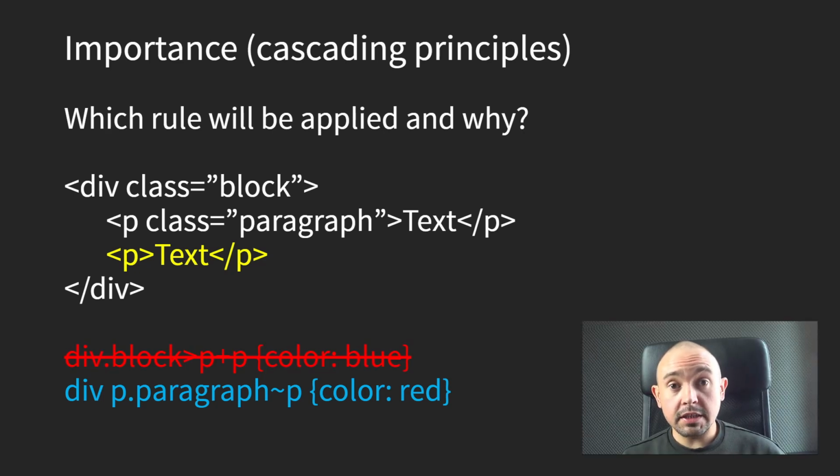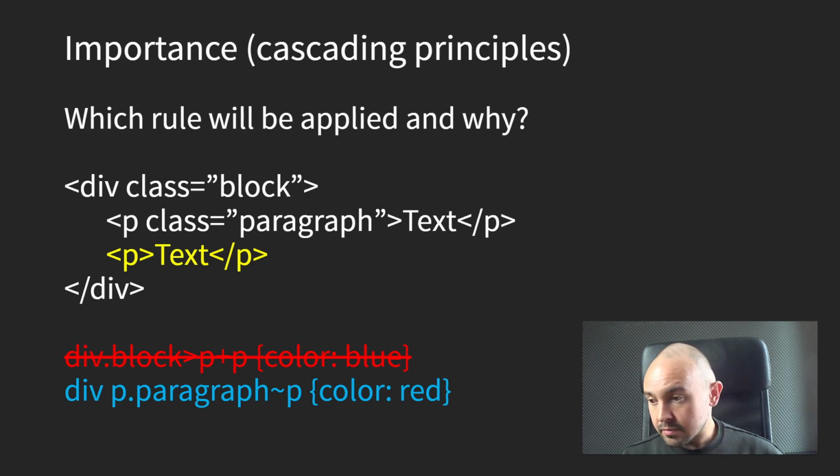The answer is the second rule. Let's see why. First of all, let's see if those 2 rules are precise, if they actually refer to our p tag. The first one says take a p tag, which is a first younger brother of another p tag, which is a child of a div with the class of block. And we can see it is. Our p tag is the first younger brother of another p tag with the class of paragraph, and they are both directly inside the div with the class of block. So it refers precisely to our element.